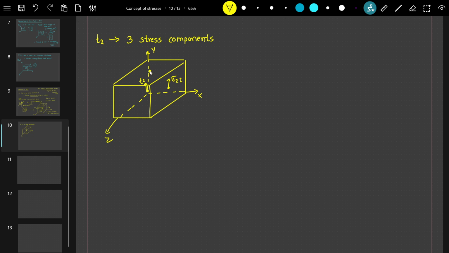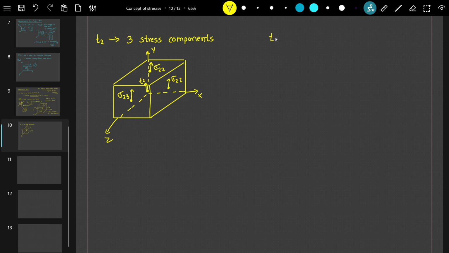Similarly, this is a stress due to T2 on the Y plane, sigma 2 2. And here as well on the Z plane, the stress due to T2 on plane 3, plane Z, sigma 2 3. So that's how we get these three stress components on three different planes due to T2.